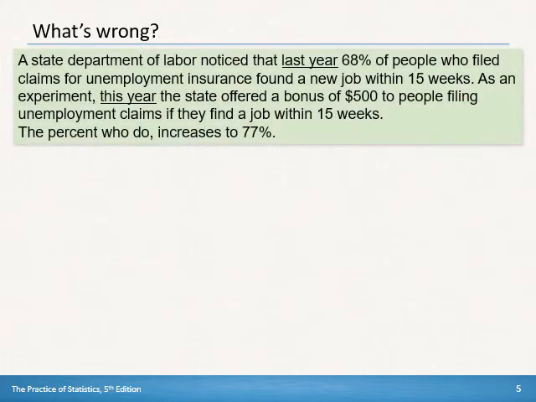All right, so let's look at this example and think about what's wrong with this experiment that was run. A State Department of Labor noticed that last year, 68% of people who filed claims for unemployment insurance found a new job within 15 weeks. Okay, so what is unemployment insurance? You may not be aware of this.